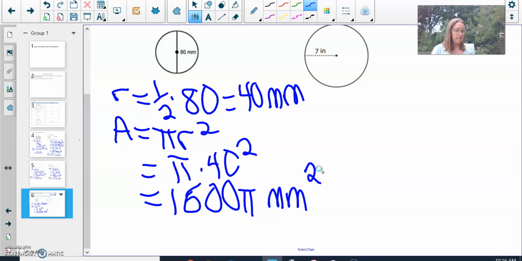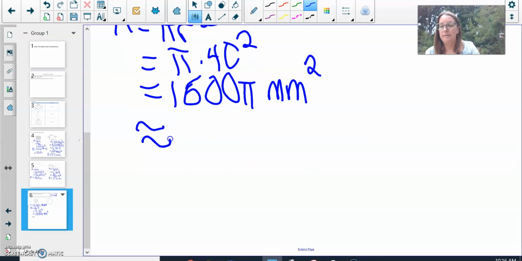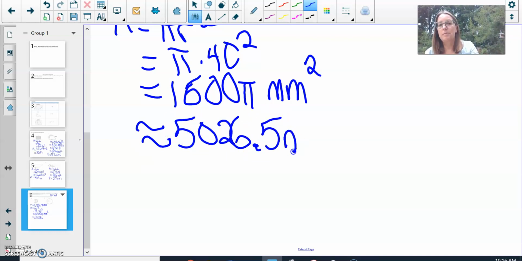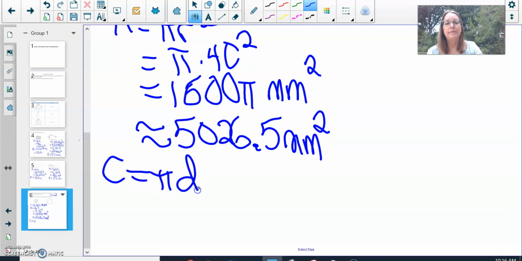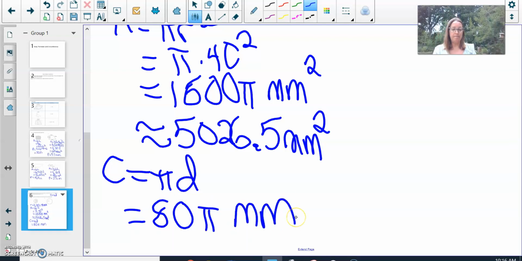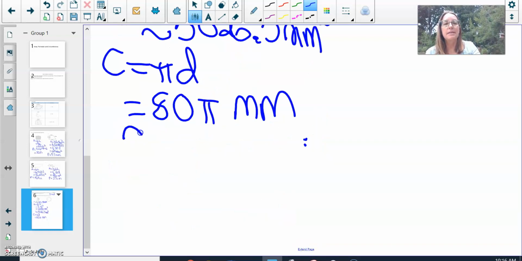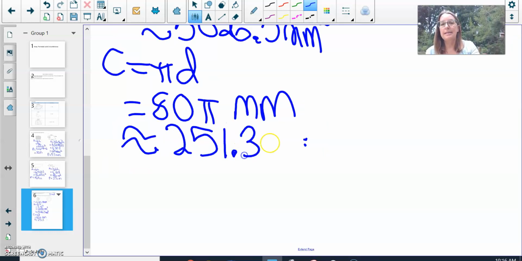Using the pi button now and rounding to the nearest tenth, it rounds to approximately 5,026 and 5/10 millimeters squared. For circumference, because they gave me the diameter, I would do C equals pi d. So that would be 80 pi millimeters. That's my exact answer. Using the pi button and rounding to the nearest tenth, the approximate circumference is 251 and 3/10 millimeters.